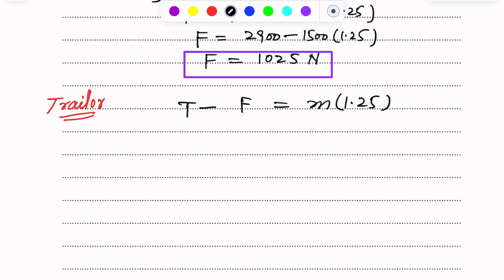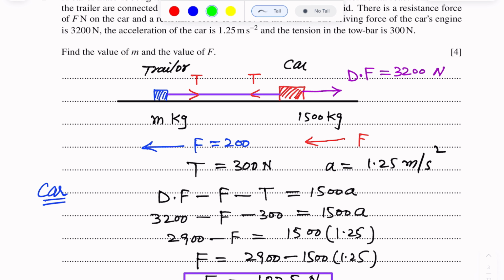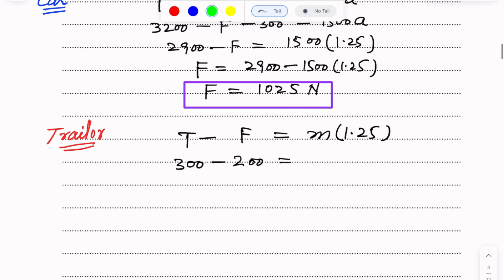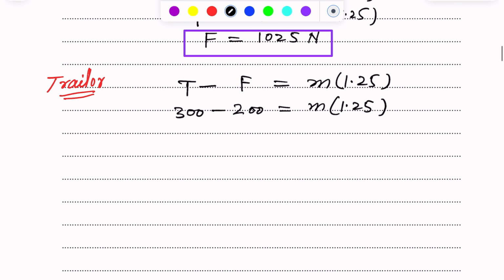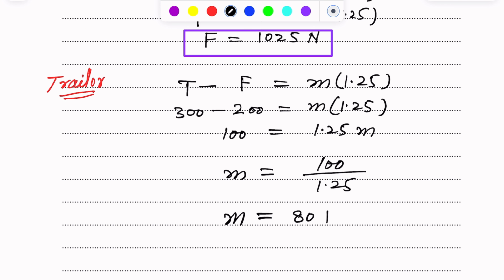So putting the values, T is 300, and the resistance force for the trailer is 200, which is equal to m into 1.25, that is the acceleration. Simplifying, we get 100 is equal to 1.25 m. From here m will be 100 over 1.25. So finally we get m is equal to 80 kg. This is the answer.